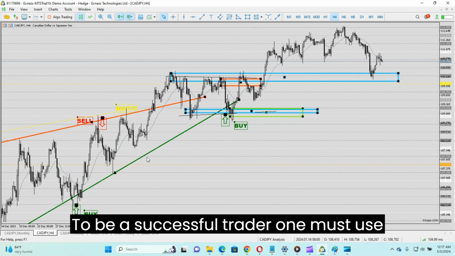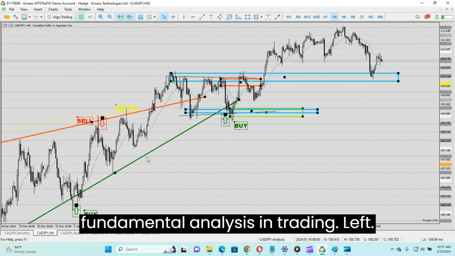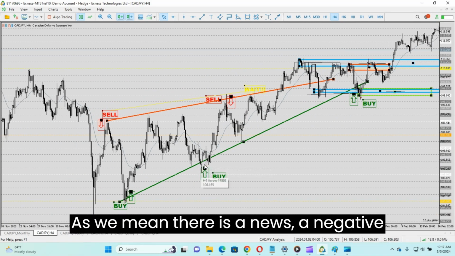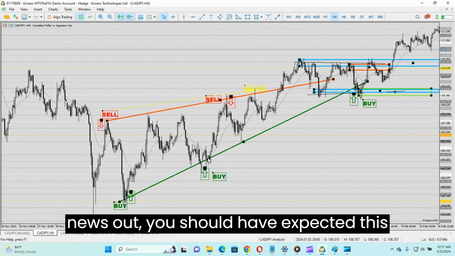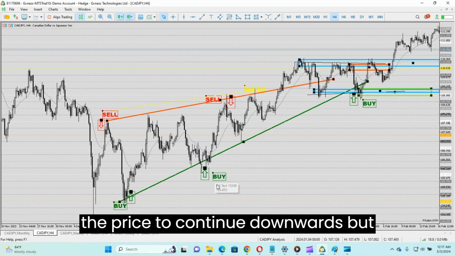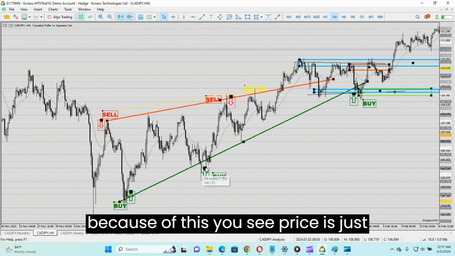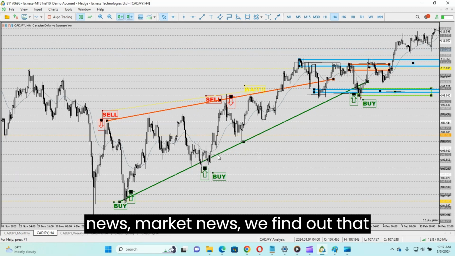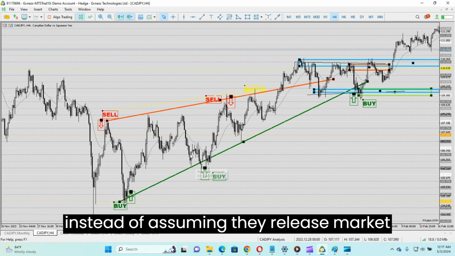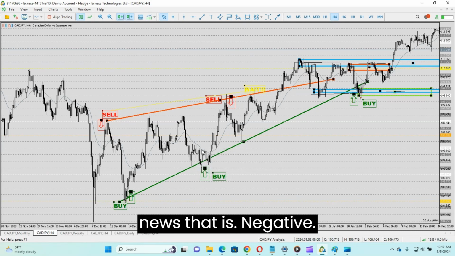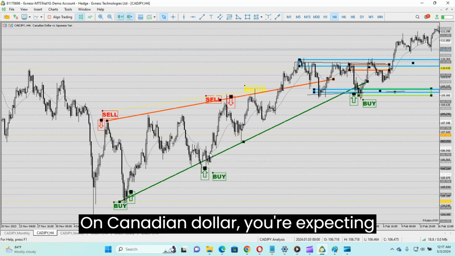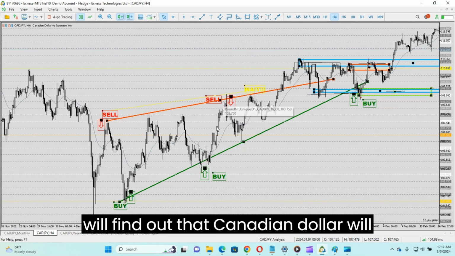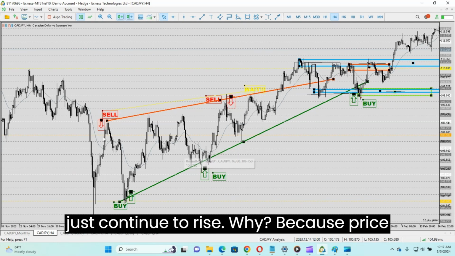To be a successful trader, one must make use of both technical and fundamental analysis in trading. Let's take for instance here, assuming there is negative news out, you should have expected the price to continue downwards. But you see price is just going up. So most times when they release market news that is negative on the Canadian dollar, and you're expecting the Canadian dollar to fall, most times you will find out that the Canadian dollar will just continue to rise. Why? Because price is everything in the market.